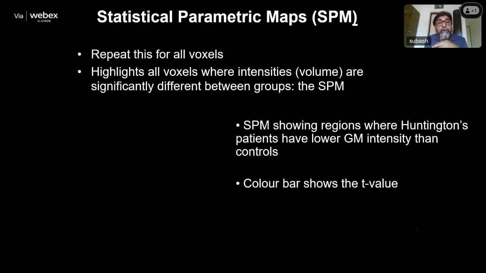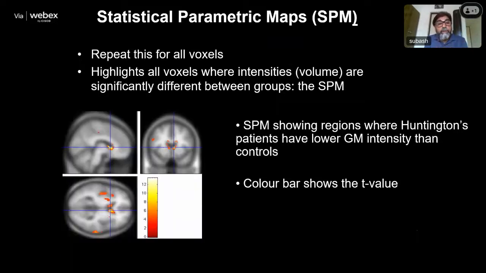And then you do it for all the voxels, and highlight all voxels where intensities are significantly different between groups. So then you can show them in the form of, like, here this is the result. These are the areas where the gray matter volumes are different from the healthy controls. So they are lower than the healthy controls. So you can see these are the areas.